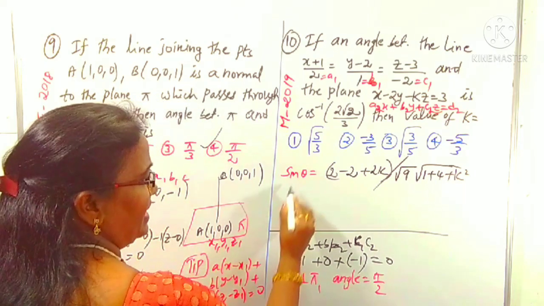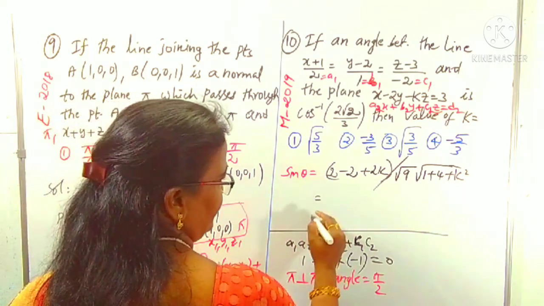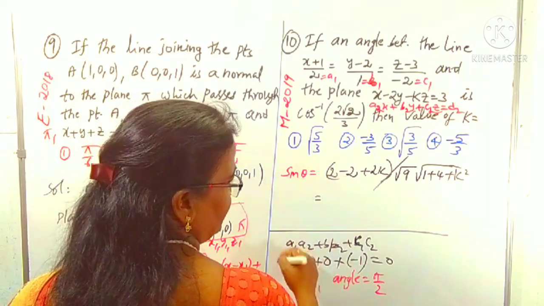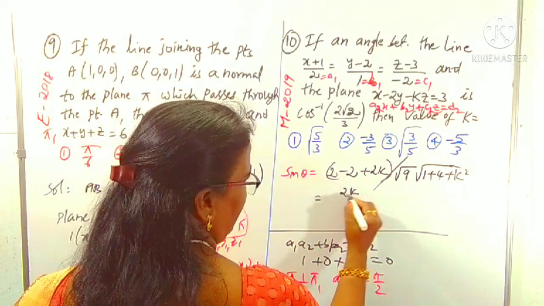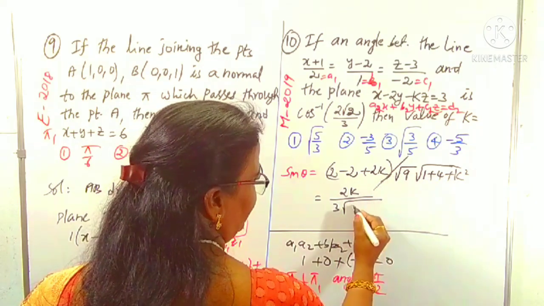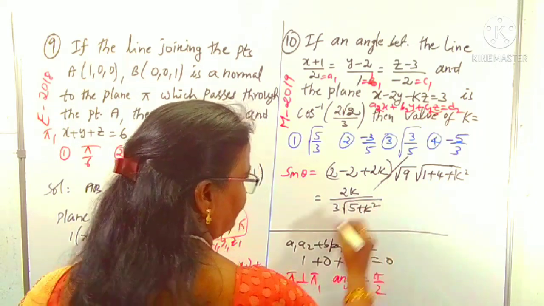Okay, so we have the sine theta. We will discuss next what about the relation between cos and sine. You know very well. Plus 2 minus 2 cancel. Here 2k by root 9 is 3, into root over 1 plus 4 is 5 plus k square.